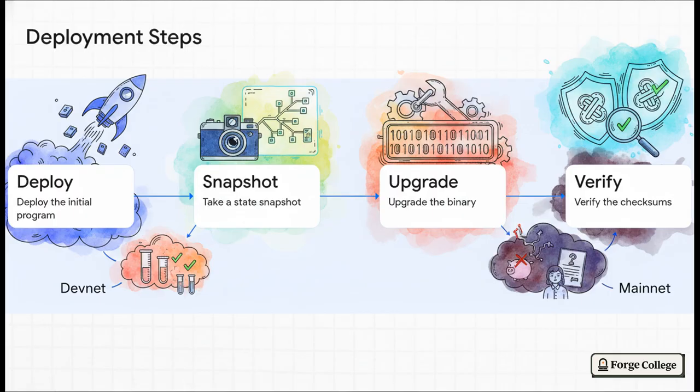And guys, I literally cannot stress this enough. You practice this on devnet first, because if you do your very first upgrade on mainnet and accidentally zero out everyone's token balances, well, you're going to be instantly updating your resume instead of your code.